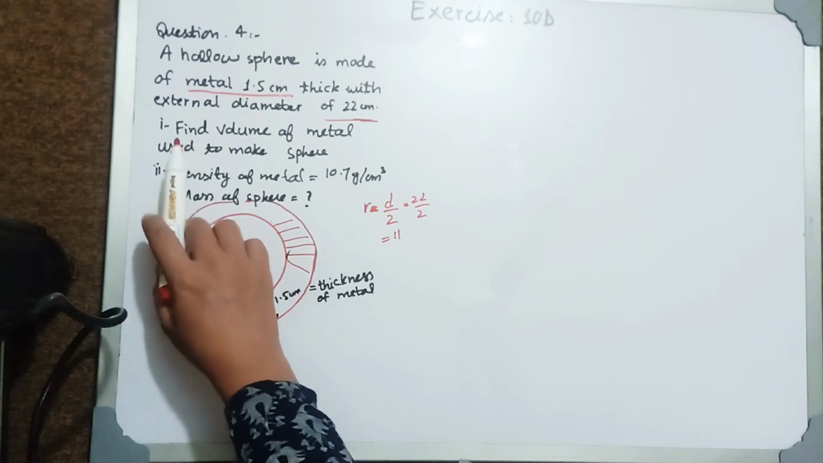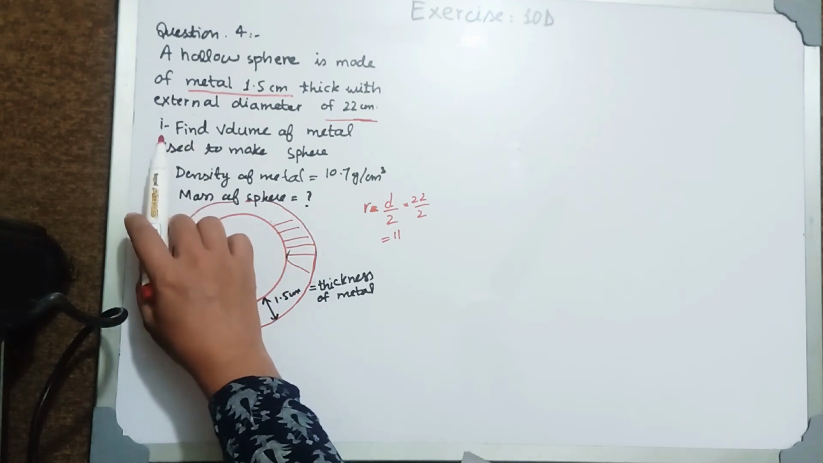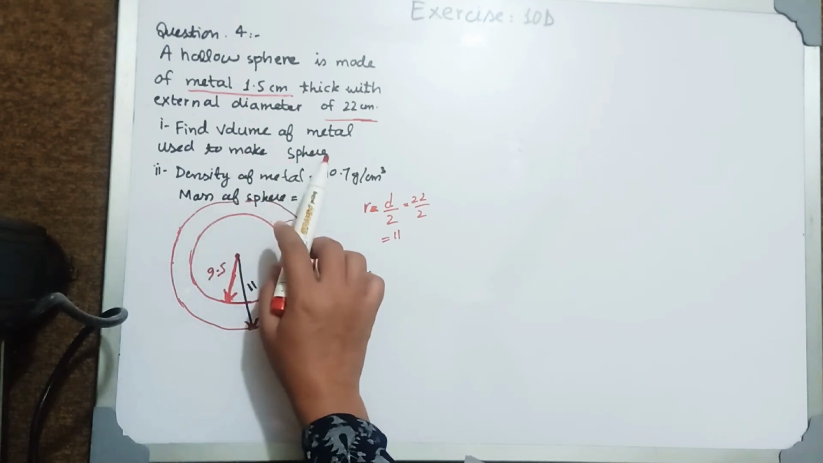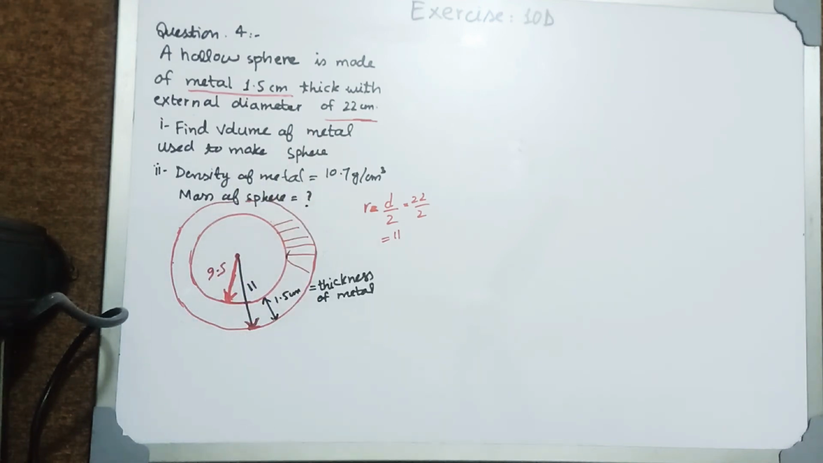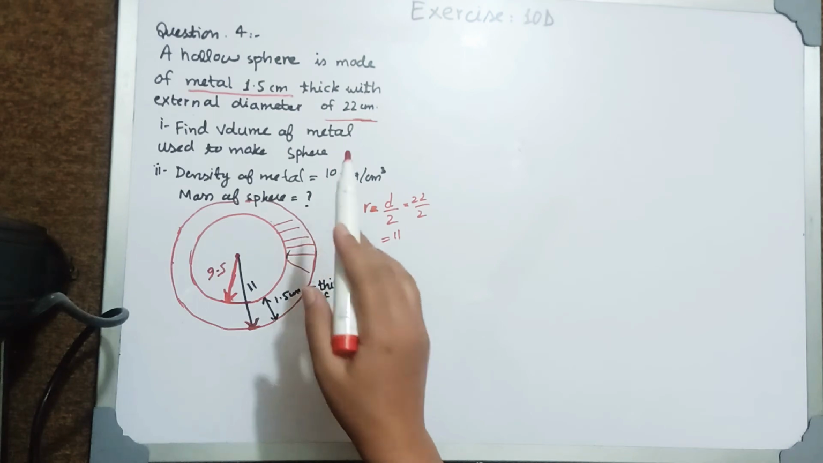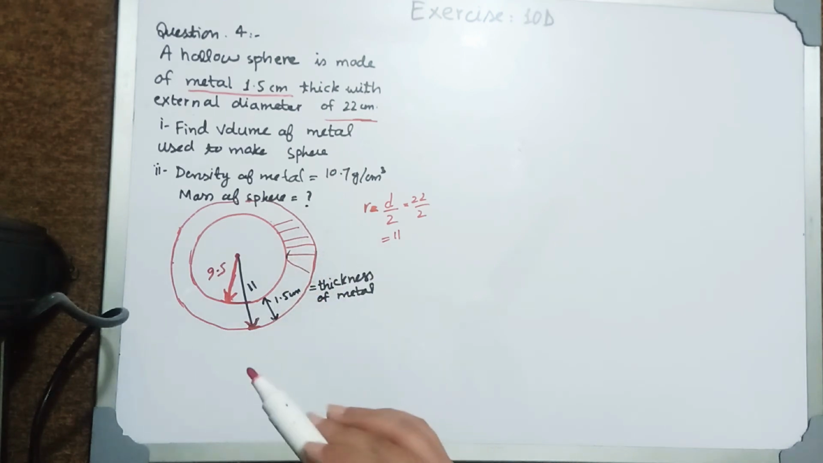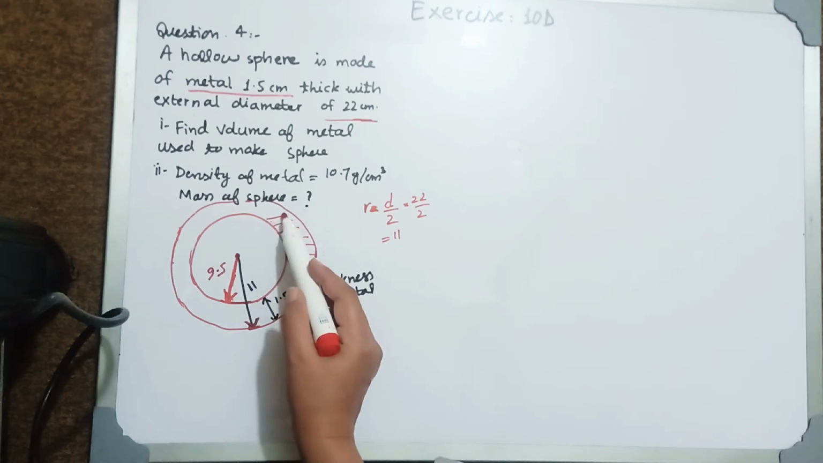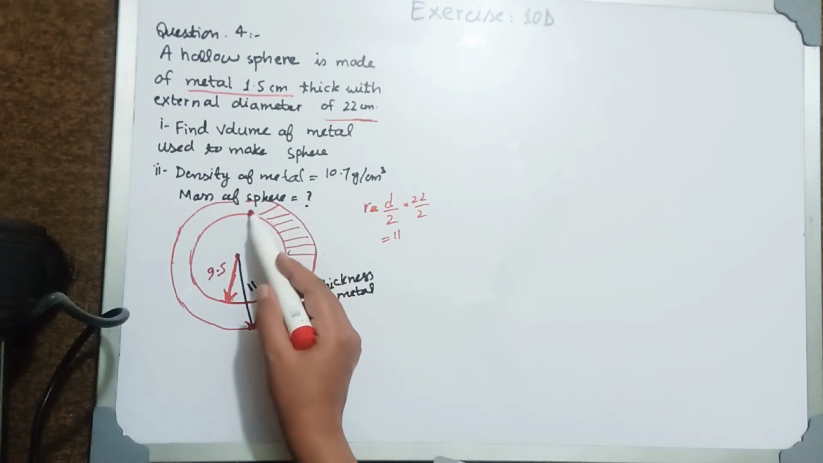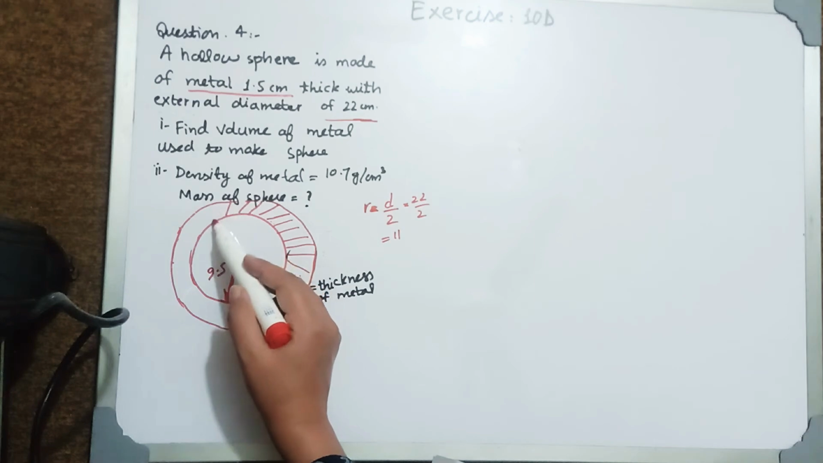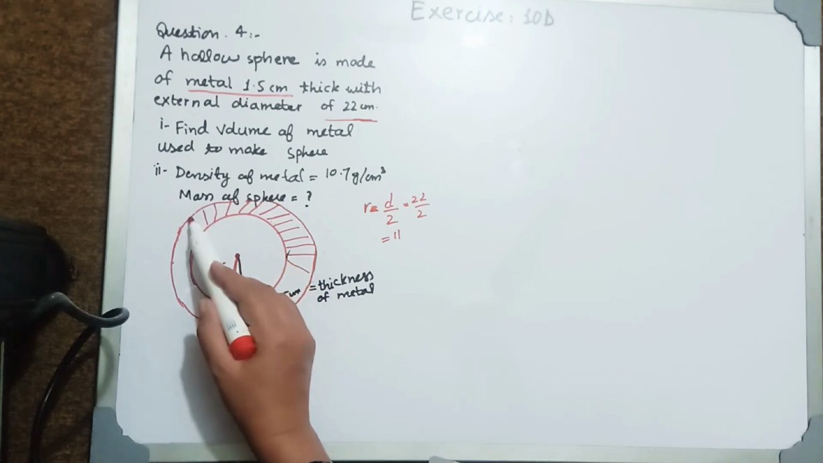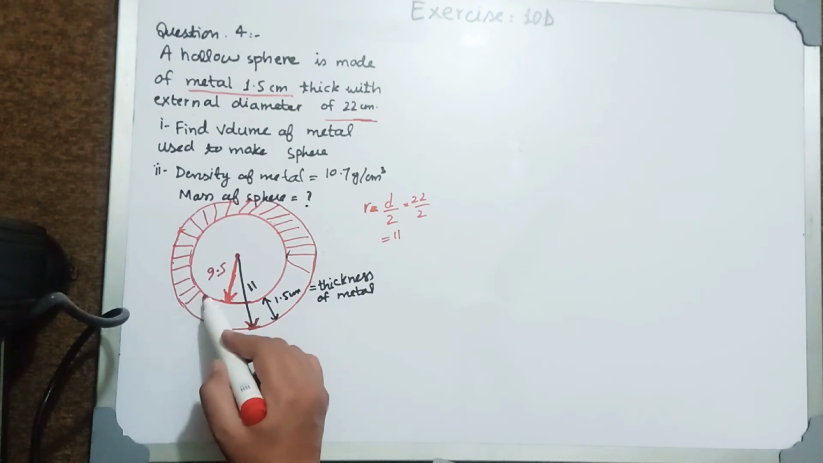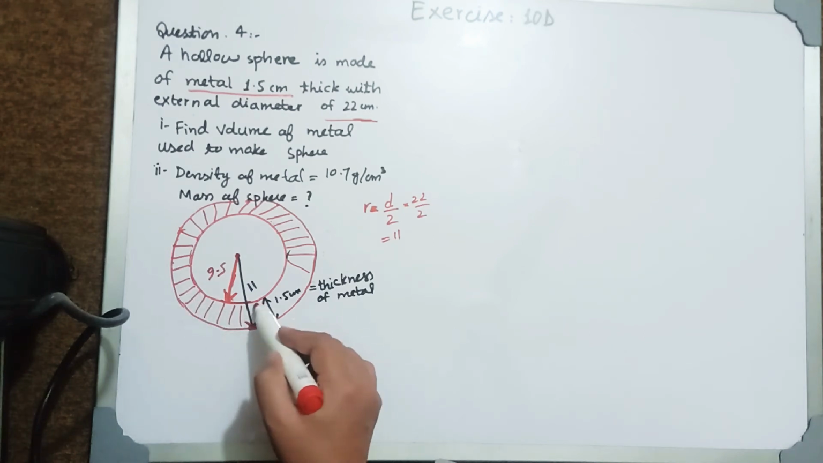Now let's move to part 1. In part 1 they have asked you to find the volume of metal used to make the sphere. We need to find the volume of metal that is used to make this sphere. So here in this diagram I have already told you that this is the metal from which this sphere is made, right? And we are asked to find the volume of this part. So how can we find that?